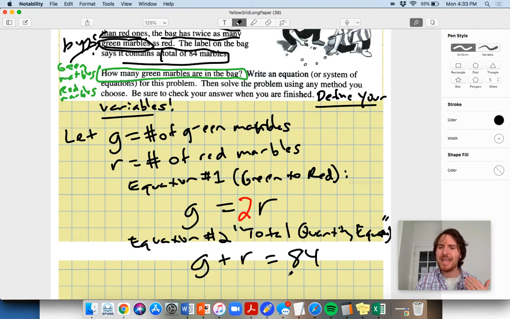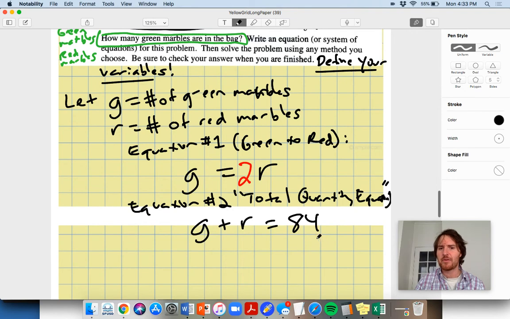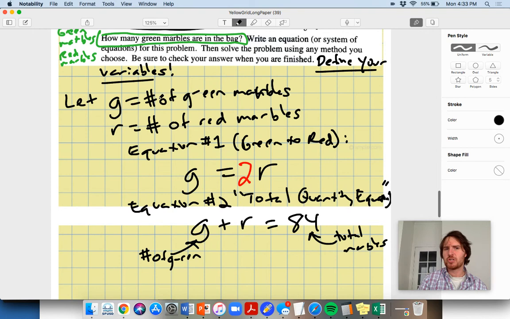We know we have 84 total marbles together, okay? So this is total marbles, right? Total marbles is 84, okay? This is number of green, and we defined that earlier, G equals number of green marbles. This is number of red. So this statement should make sense, right? It should make sense after looking at it. Sometimes it's easier to have the teacher write the equations for you. Now you just have to worry about solving. So anyways, that's why it's usually a group work thing. You work through, you get it good to go.